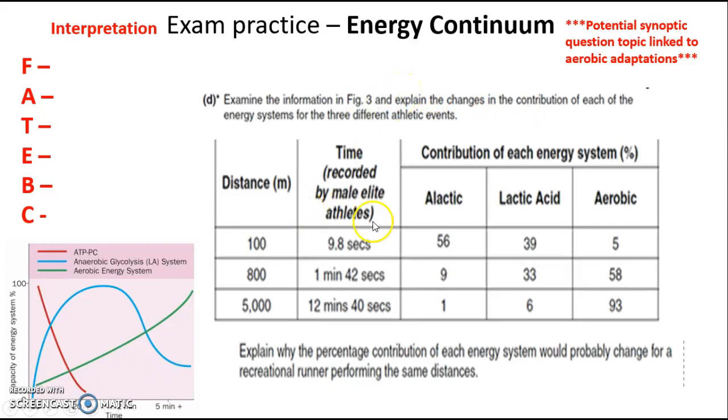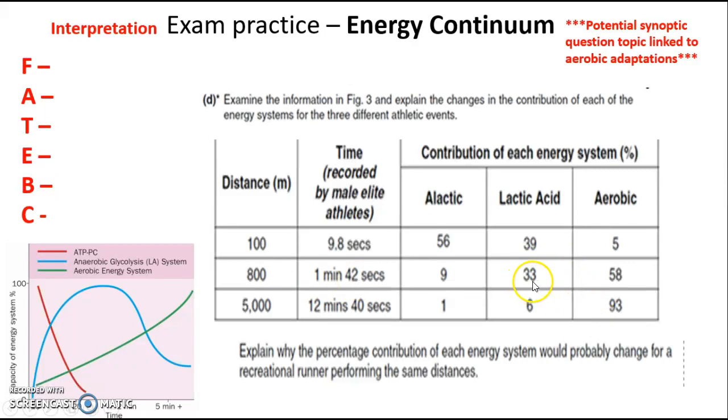Then you've got to interpret the data. When you're talking about the system that is predominant, it asks you to examine the information and explain the changes. So you have to talk about the advantages of the system that's predominant. On this one, you would probably have expected a higher contribution from the glycolytic system, because it lasts in that period between 10 seconds to 3 minutes.